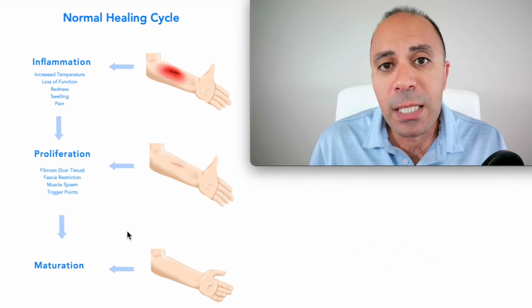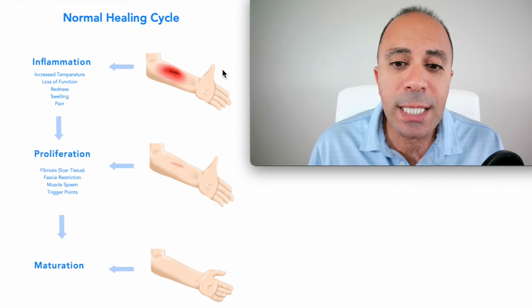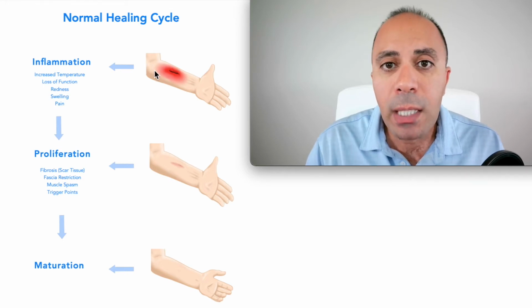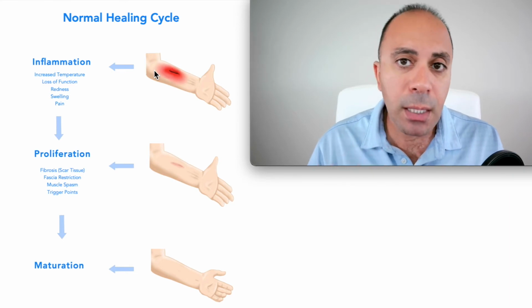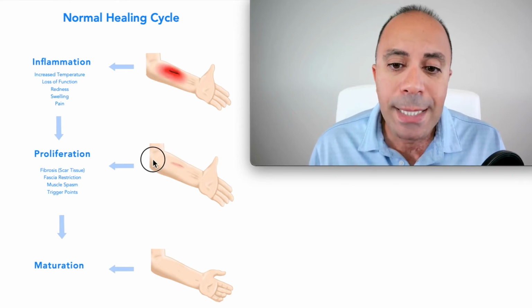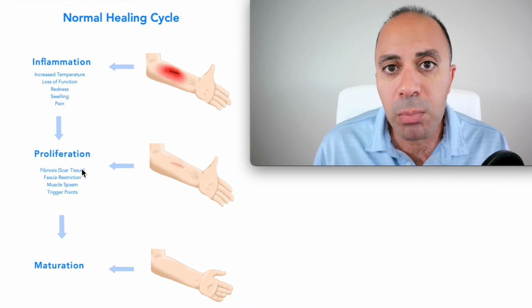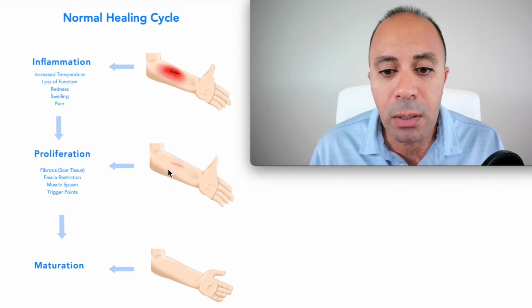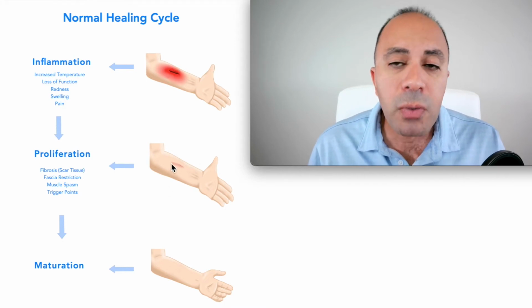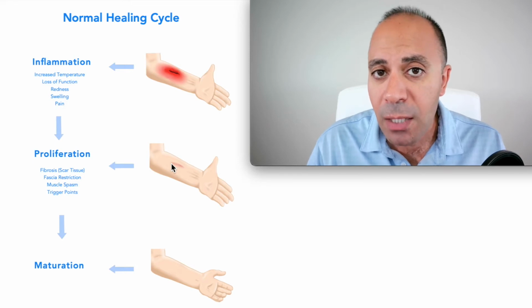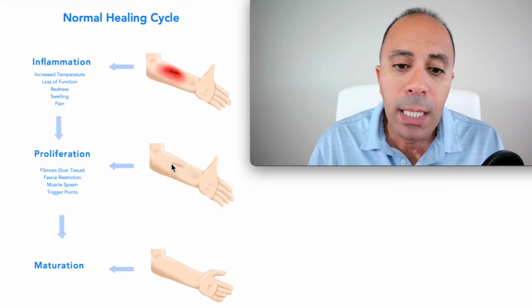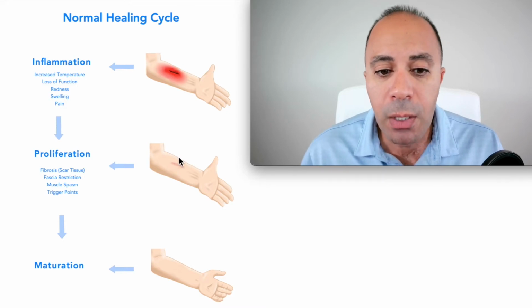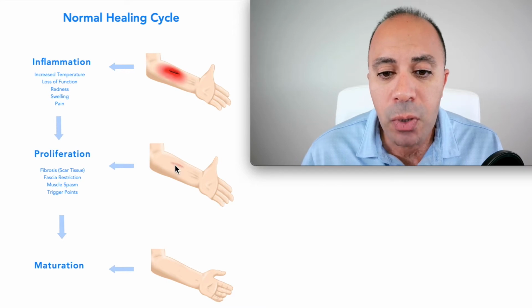The first stage of healing is inflammation. You can see it in the first image here: swelling, redness, the blood starts to rush to that area, and you start to experience pain and decreased range of motion. The second stage of healing is called the proliferation stage. That's when your body starts to build the scar tissue. During that stage, there's a cascade of events: fascia restriction, muscle spasm, trigger points, and scar tissue.